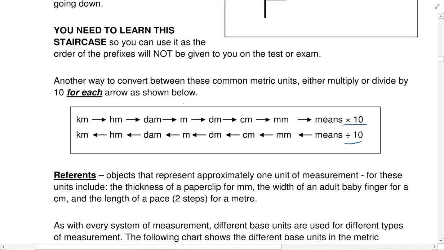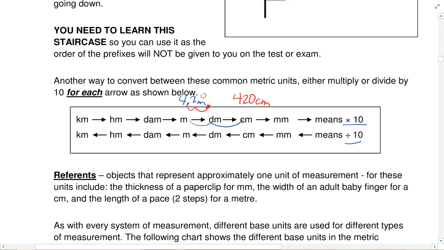So if I had a number like 4.2 meters, and I want to go 1, 2 spots, then I would simply move my decimal 1, 2 spots, and that would then equal 420 centimeters. So I would have to fill in a 0 for that one decimal spot beyond the 2.